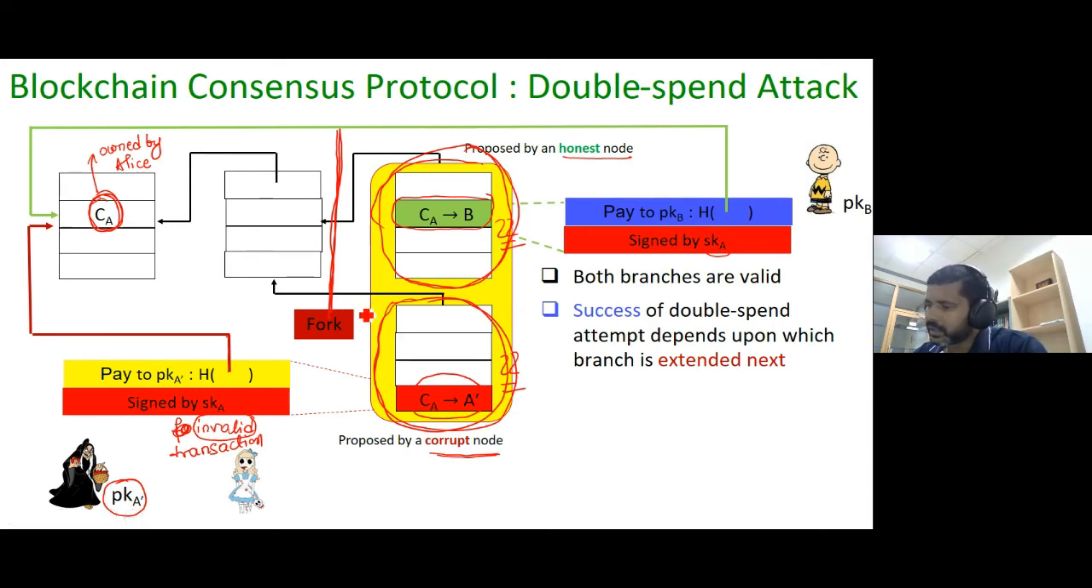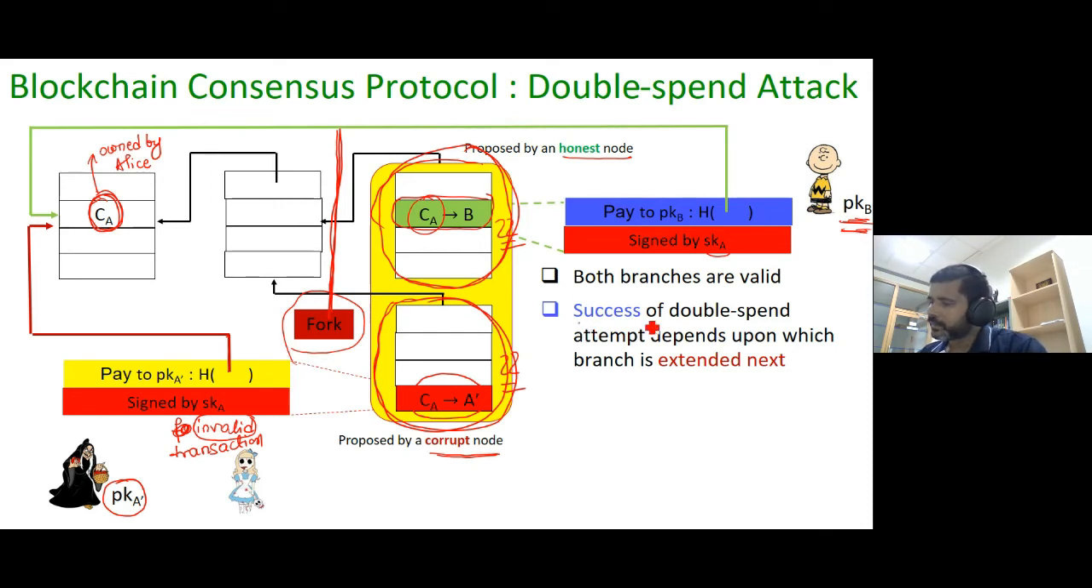So in the terminology of Bitcoin, we call this scenario a fork. And now from the viewpoint of Bob, he does not know whether he is now the owner of this coin CA or not. Because one node says that this coin has been transferred to him, another node says that this coin is now getting transferred to A prime. So this is now a double spending attempt.